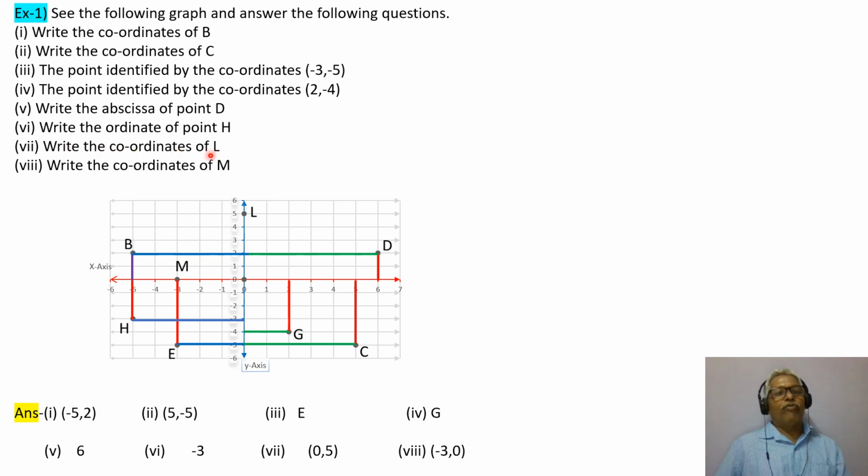Write the coordinates of L. L lies on the y-axis, so here x will be 0. So (0, 5). And the eighth one is write the coordinates of M. Very interesting. Again, that also lies on some axis, and in this case it is the x-axis, where y is 0 and x is -3. So it will be (-3, 0). Very simple now.